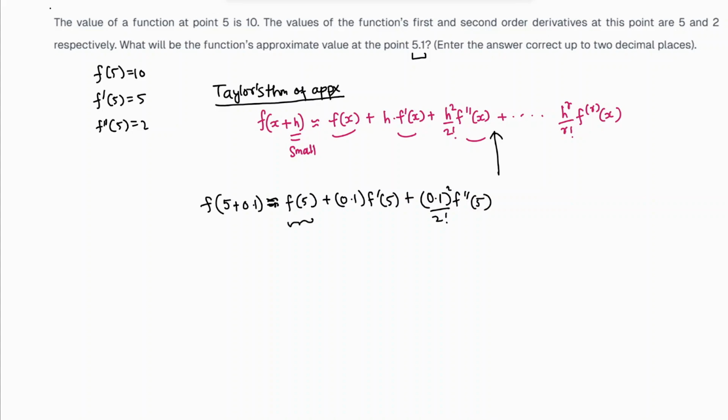And what is f of 5? f of 5 is 10. So this will be 0.1 times 5, and this will be 0.01 by 2 times 2. So ultimately we have 10 plus 0.5 plus 0.01, which is 10.51. This is the answer to the question.